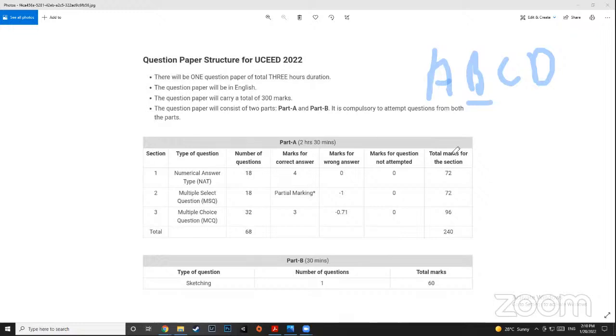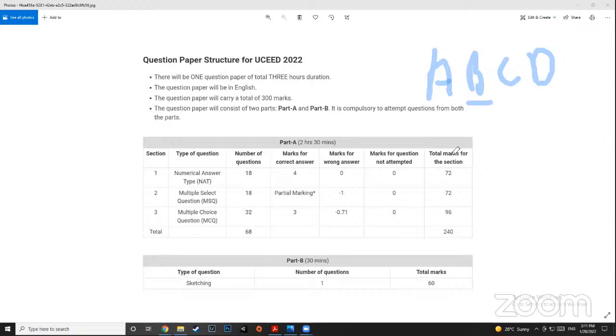And the final part would be multiple choice questions where there will only be one correct answer. So for example, B is the correct answer. You give the correct answer, you get 3 marks. If you give a wrong answer, you get negative marks. But if you don't attempt the question, 0 marks, right? So the first section, numerical answer type, 72 marks in total, multiple select questions, 72 marks in total, and multiple choice questions, 96 marks in total, which in totality makes 240 marks for 68 questions, right?